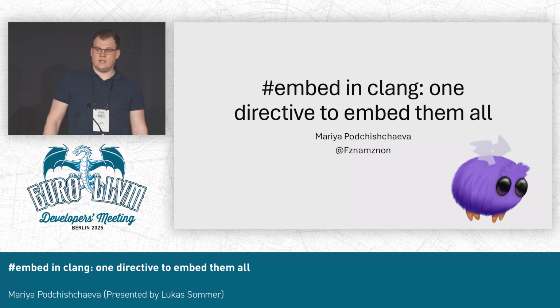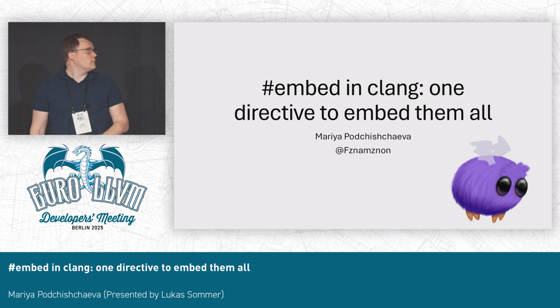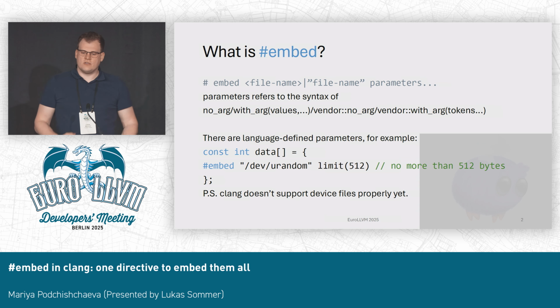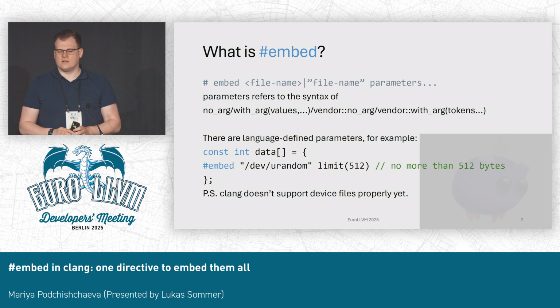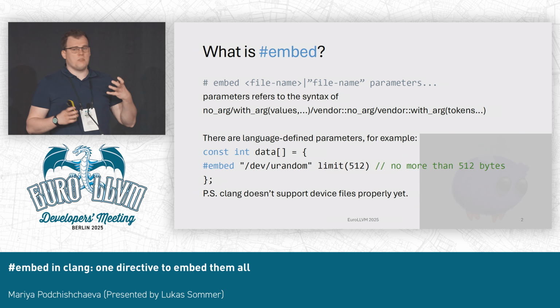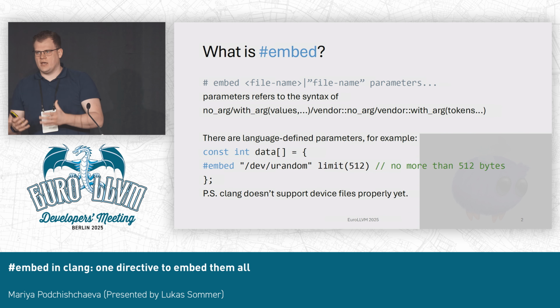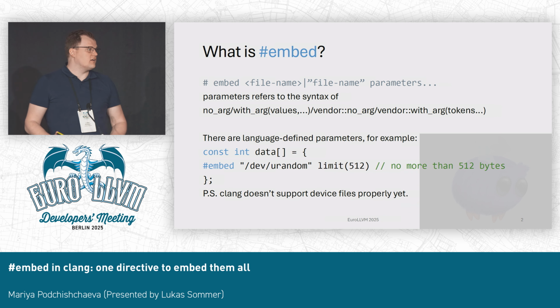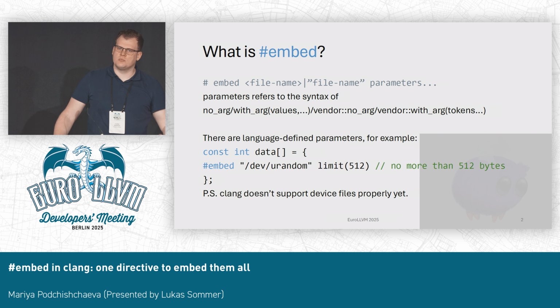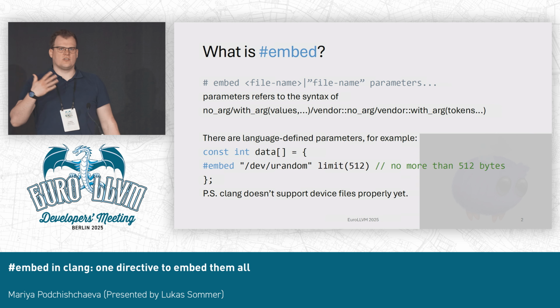And I'll be talking about the embed directive in Clang. First off, what is the embed directive? Because I think a lot of people are not familiar with it. It's basically a portable way to embed data, especially binary data, into your C and C++ code. There were always solutions around to do that, but the embed directive is the first portable way to do it, so you can have that in different implementations, and it's not specific to one compiler or one linker.